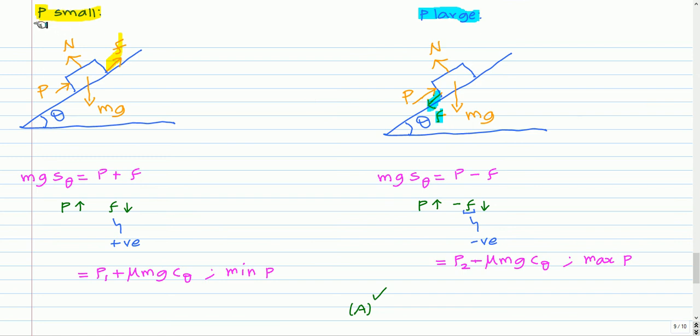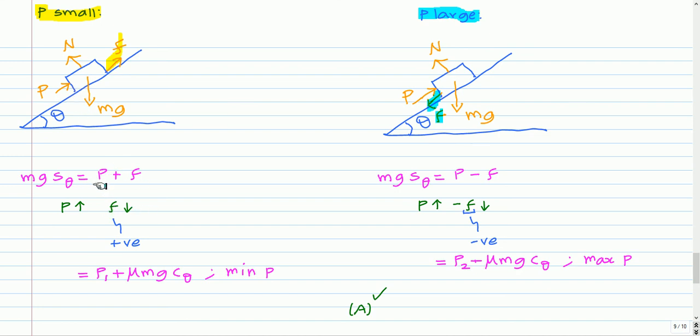So let's consider the situation where the value of the applied force P is small. When P is small, the weight of this block will try to move it down. So friction force is required to keep it at rest, and the direction of friction force should be upwards. So both P and friction force work together to keep this block from slipping downwards. And the other force acting is a normal reaction. So the force along the direction of the inclined plane is mg sin theta equal to P plus F. Mg sin theta is downwards and the upward force is P plus F.